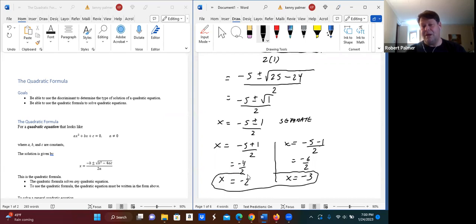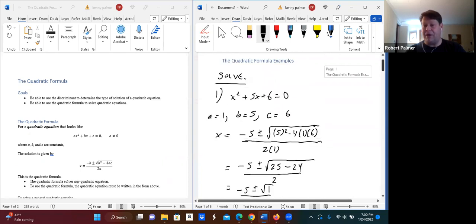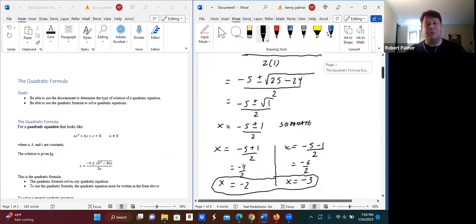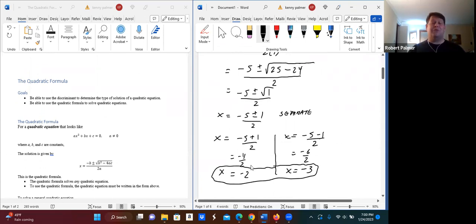And once again, if you know how to factor quadratic equations, the ones that can be factored, not all can, this is one that actually can be factored. Factoring is quicker, but this will always work. So if you don't remember how to factor or have trouble factoring, you can always use the quadratic formula.